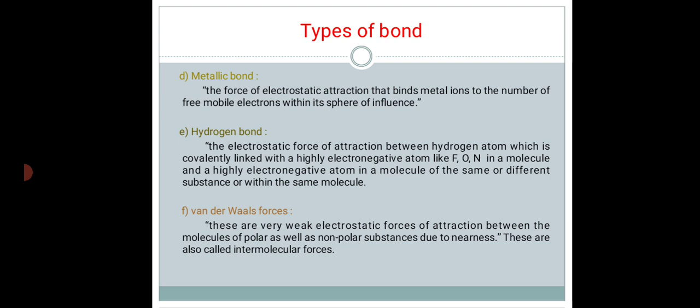To form a metallic bond, the ionization energy of an atom of an element should be low. The number of empty orbitals in the metal should be more than the number of valence electrons.